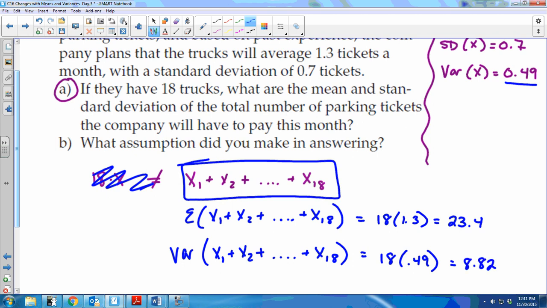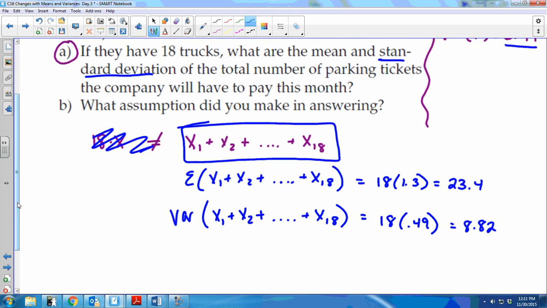And then it asks for the standard deviation of the total number of parking tickets. So we take the square root. What's the square root of 8.82? Perfect. So they expect to have 23.4 parking tickets during the month from the 18 trucks, with a standard deviation of 2.97 tickets. Does everyone understand the distinction of thinking about it as 18 times the variable versus the variable 18 times? Okay, make sure you think about that in the problem so you don't get confused.